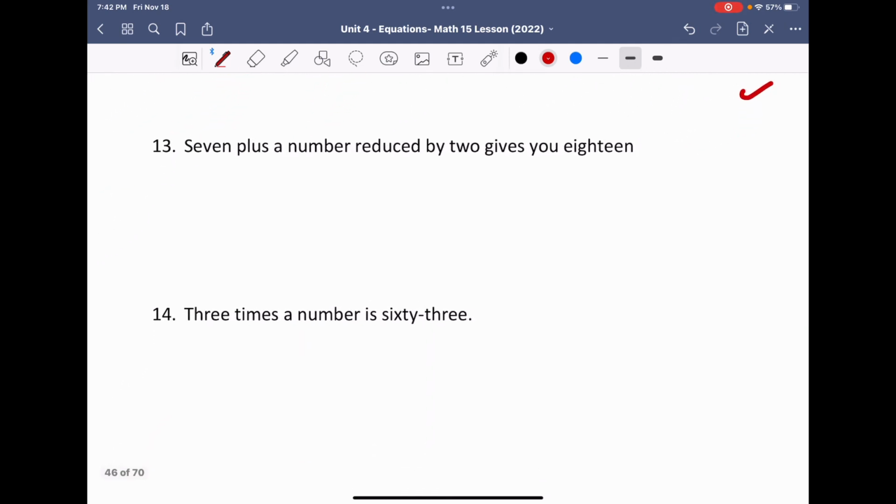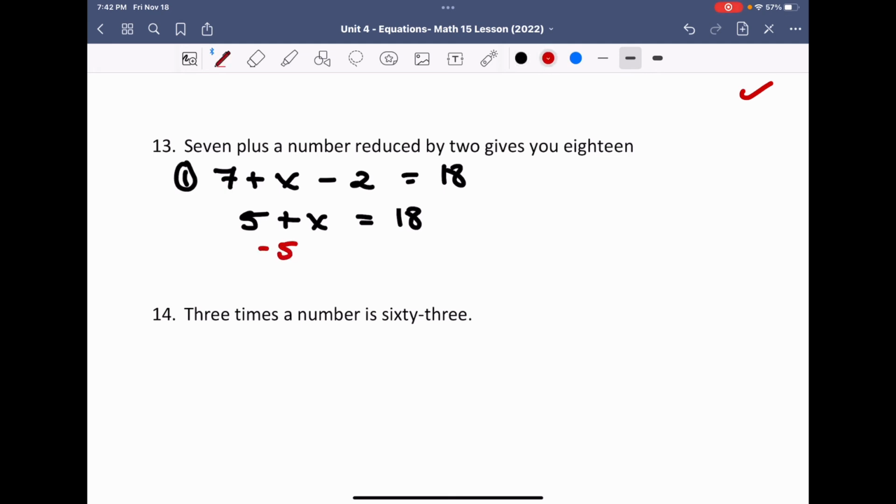7 plus a number is reduced by 2, and it gives you 18. So what we're going to do here is 7 plus a number, or 7 plus an unknown x, reduced by 2, should give us 18. We combine our like terms on the left-hand side, giving me 5 plus x is equal to 18. If I subtract away the 5 from both sides, I should get x is equal to 13.